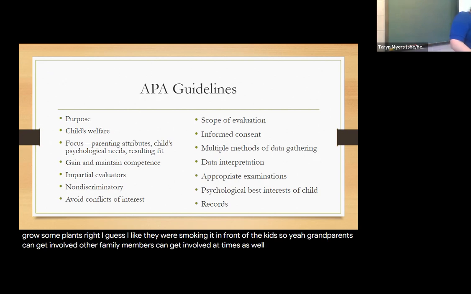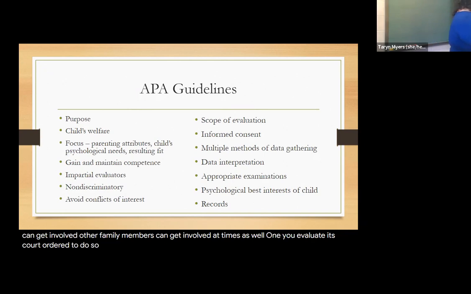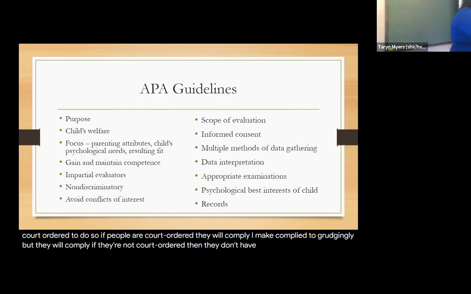And it's best if everyone you evaluate is court ordered to do so. If people are court ordered, they will comply. They might comply begrudgingly, but they will comply. If they're not court ordered, then they don't have to.